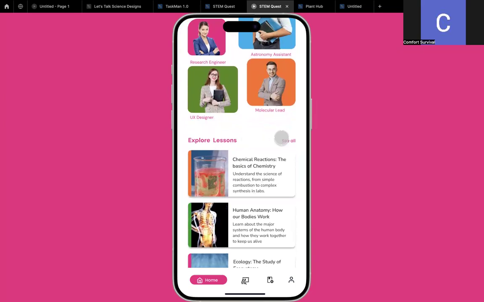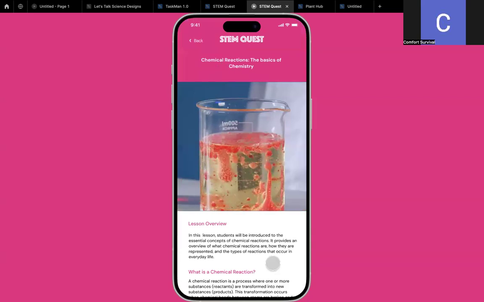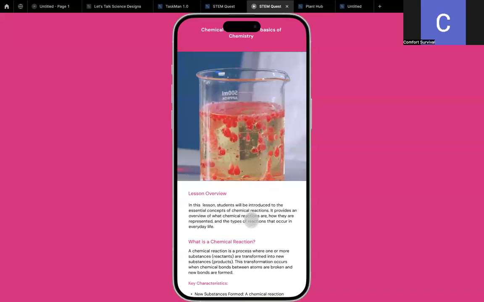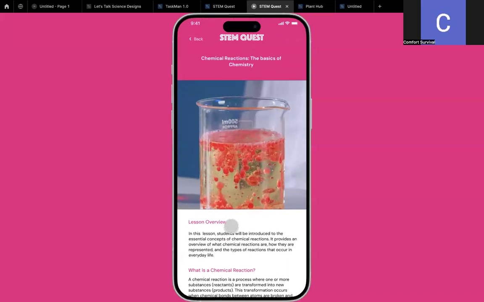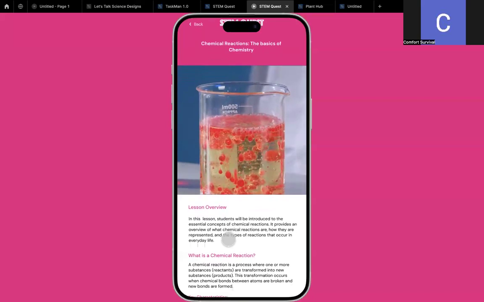So moving on into the lessons, we have very brief lessons here, some STEM related, like here we have one for chemical reactions. So the basics of chemistry, it's stuff they've already learned in school. It's just information that builds up on stuff that they've already learned in school.